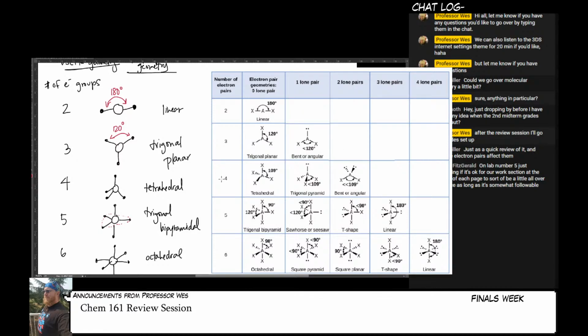Going down to tetrahedral, tetrahedral is for 4 electron groups. If none of them are electron pairs, the molecular shape is tetrahedral. If one of them is an electron pair, we call it trigonal pyramidal. And if 2 of them are electron pairs, we call it bent. So you basically just apply the chart to which one of these you are in.